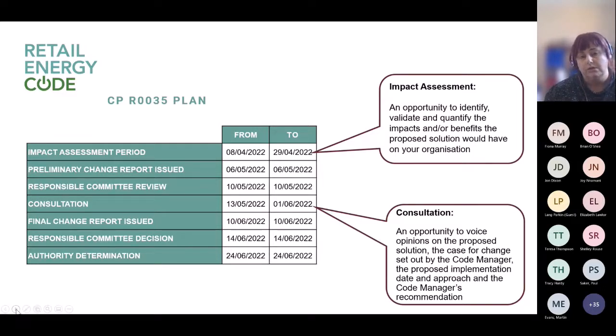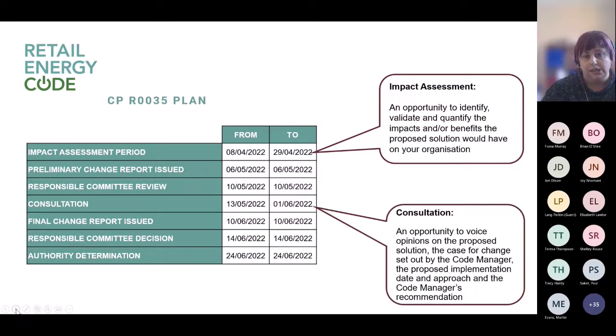It is also an opportunity to ask any further questions or to provide any views on the legal text that's been set out or the solution, but the main thing is to ensure that we have understood and confirmed the impacts on suppliers and other parties as well. Once the impact assessment closes, we will review any comments and responses that we get back, and potentially refine the solution if we need to. Ultimately, that will be set out in a preliminary change report where we will set out the case for change.